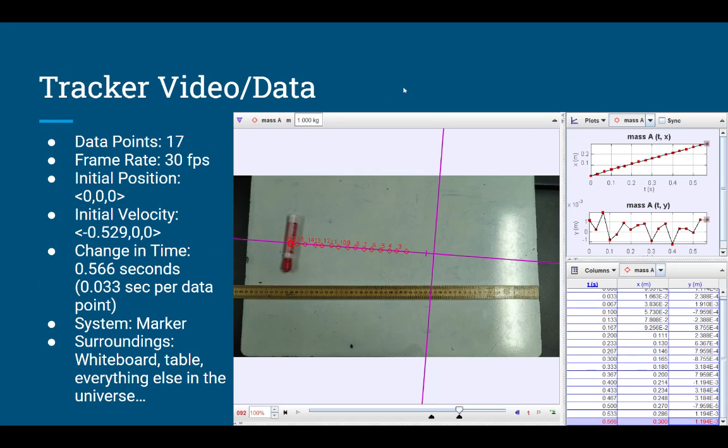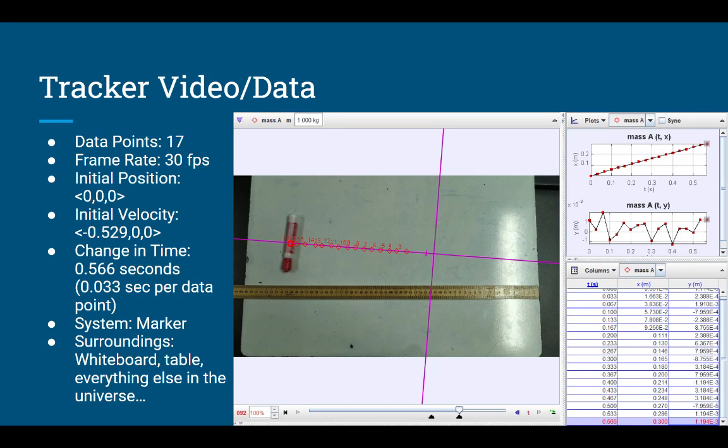So for our Tracker video data, on the left, I just have some important points to point out. We have 17 data points. We have an initial position of 0, 0. Initial velocity, now it's going backwards, but as you will see, the graphs I will be showing you will be acting as if this is a positive velocity. And we will talk about later, in one of the what-if questions, the differences between making them positive and negative. And then the change in time is going to be 0.566 seconds in total and 0.033 seconds per data point.